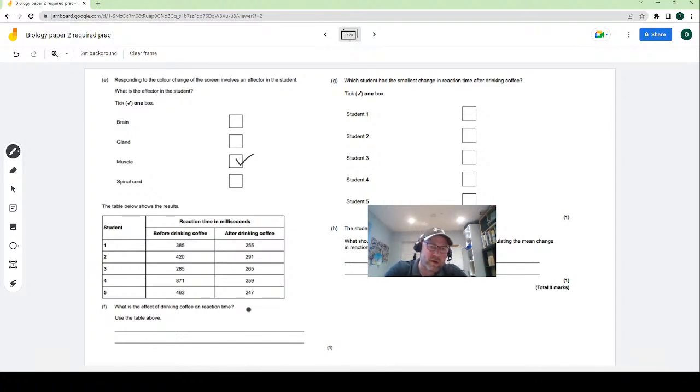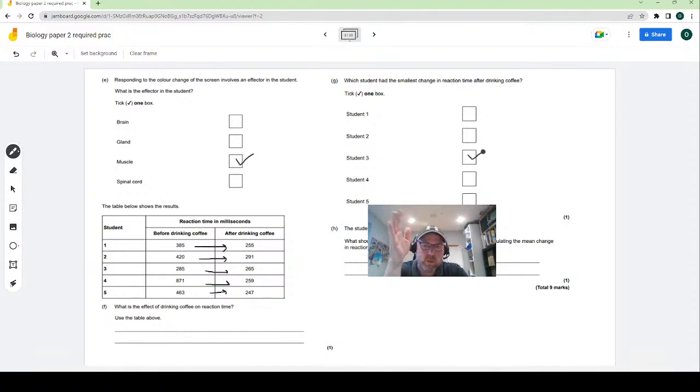What's the effect of drinking coffee on reaction time? Use the table above. So we can look here. What's the general effect on the reaction time? If we compare each student after they've drunk coffee, what's happened to their reactions? Faster or slower? Yeah, reaction time decreases. Awesome. Which student had the smallest change in reaction time? So you're looking for the one with the smallest change. You could probably just do this visually. That's about 130, 130. Looks like, anyone know which student? Yeah, student 3. Well done. There's only a change in 20 milliseconds.